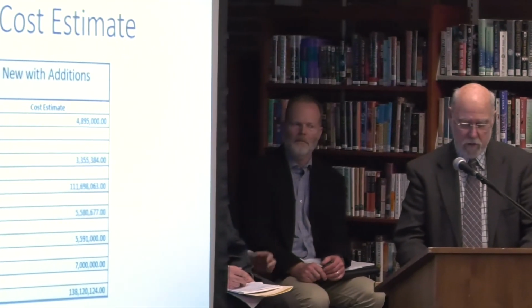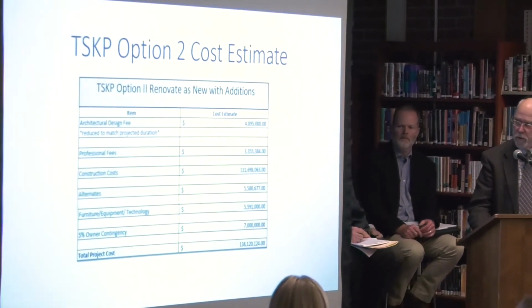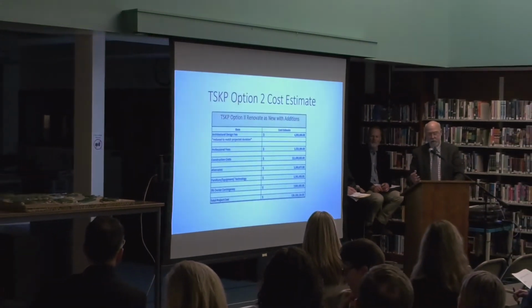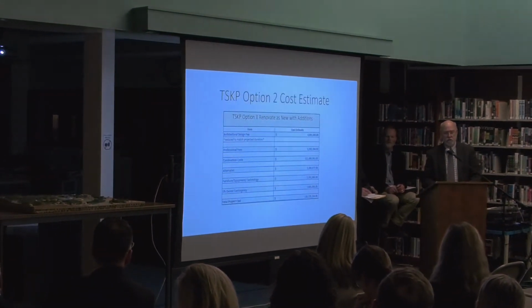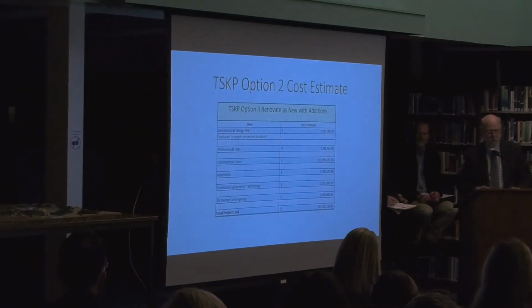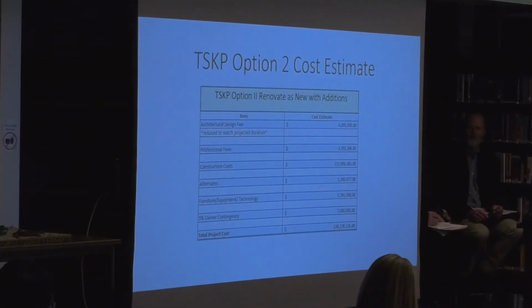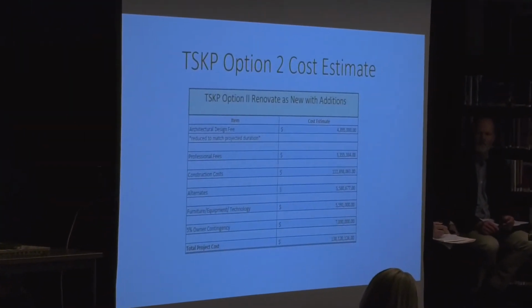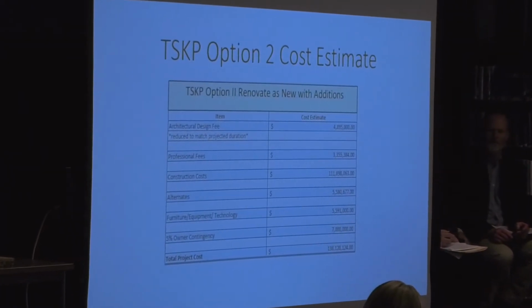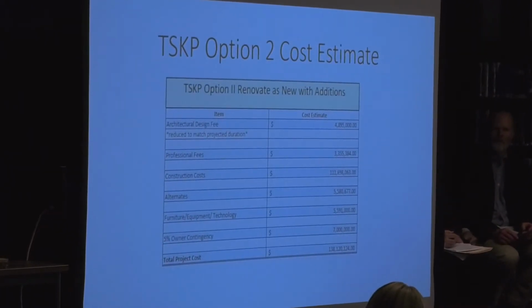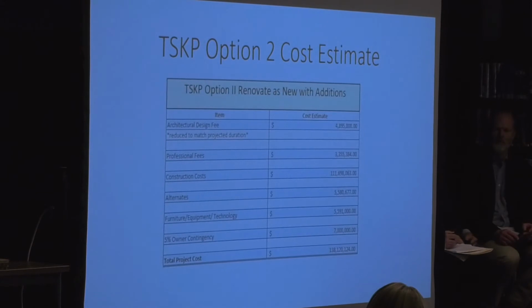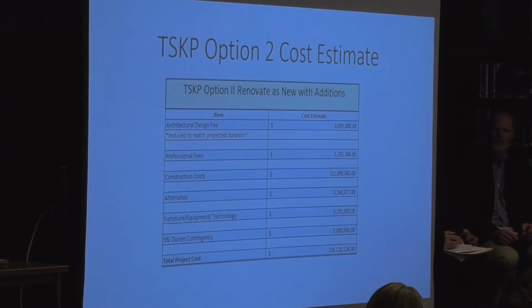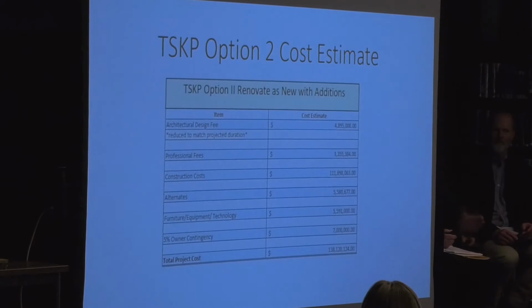These numbers pretty much speak for themselves. As you can see, the architectural design fee is at $4,895,000, reduced to match project duration. So we just wanted to make sure that matched the duration of the construction. Professional fees are at $3,355,000. And you have construction cost at $111 million. Did I say thousand? I meant million. Million here, million there. Alternates at $5,580,000, which get rolled up in the end number if they're selected.